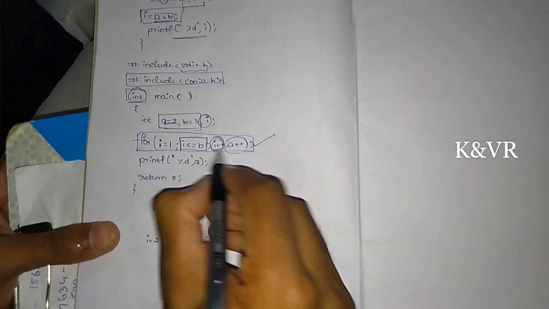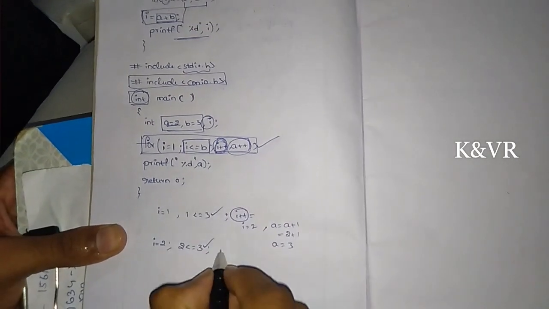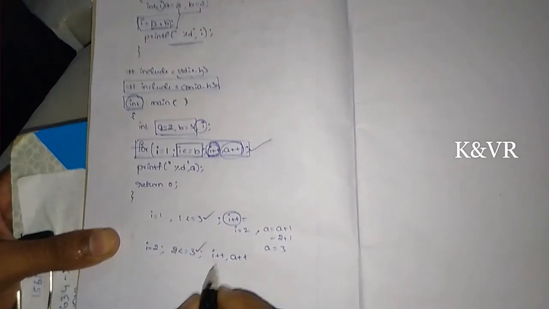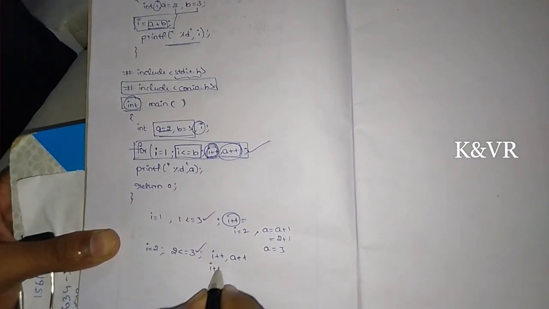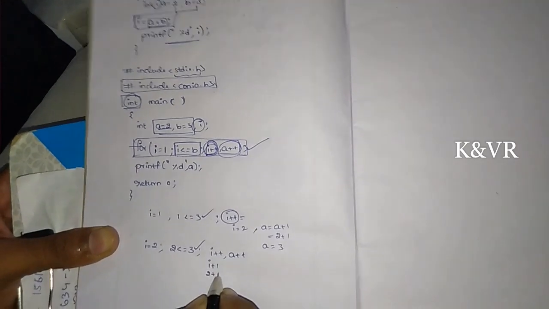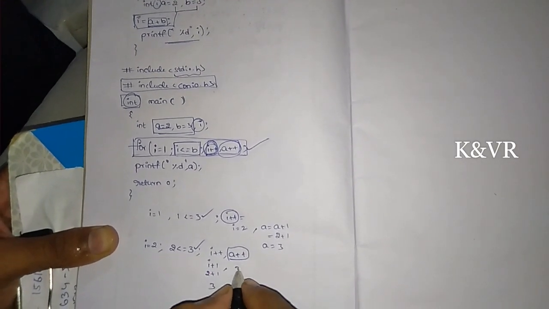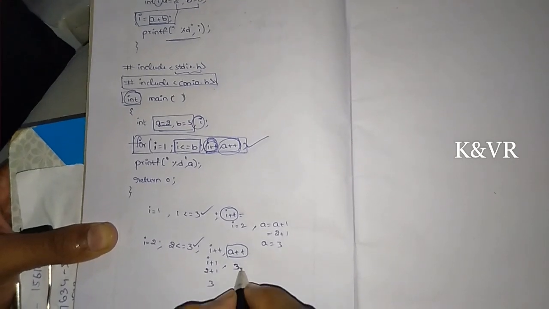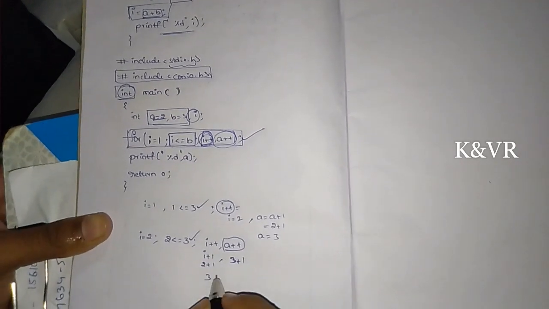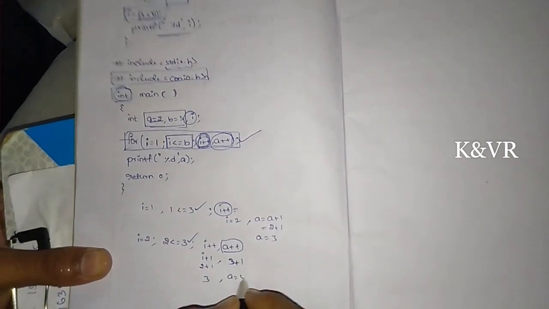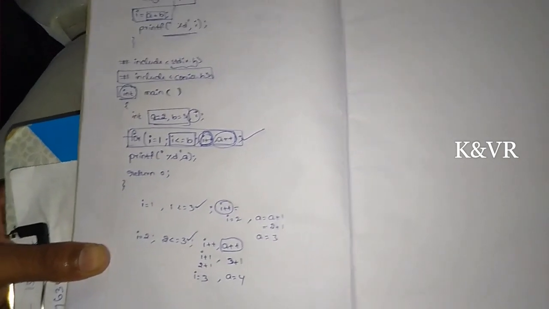Now i will be incremented and a also gets incremented. That is i++ means i + 1, 2 + 1, that is 3. Now a is equal to 3, and it will be incremented by 1, that is a equal to 4. Now i equal to 3.